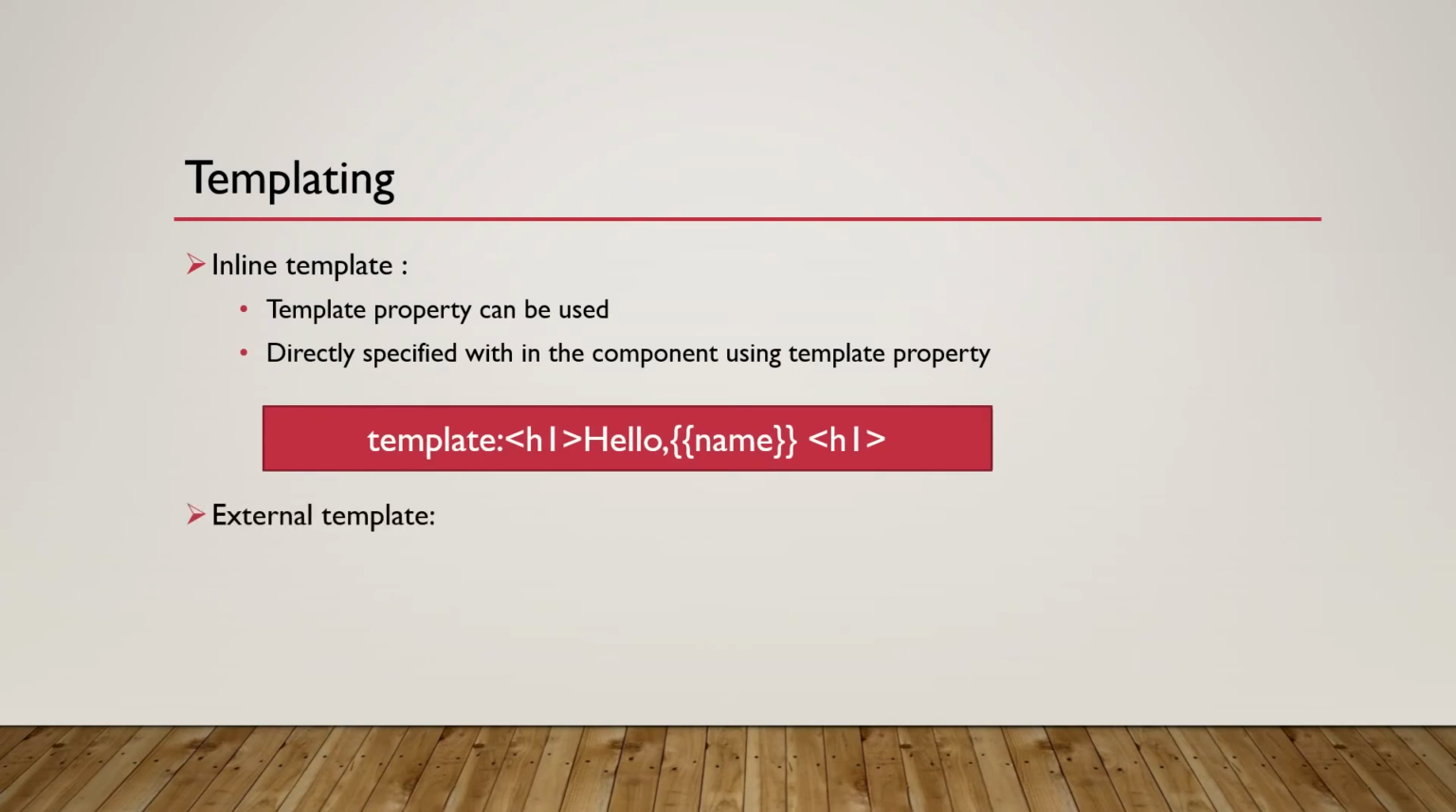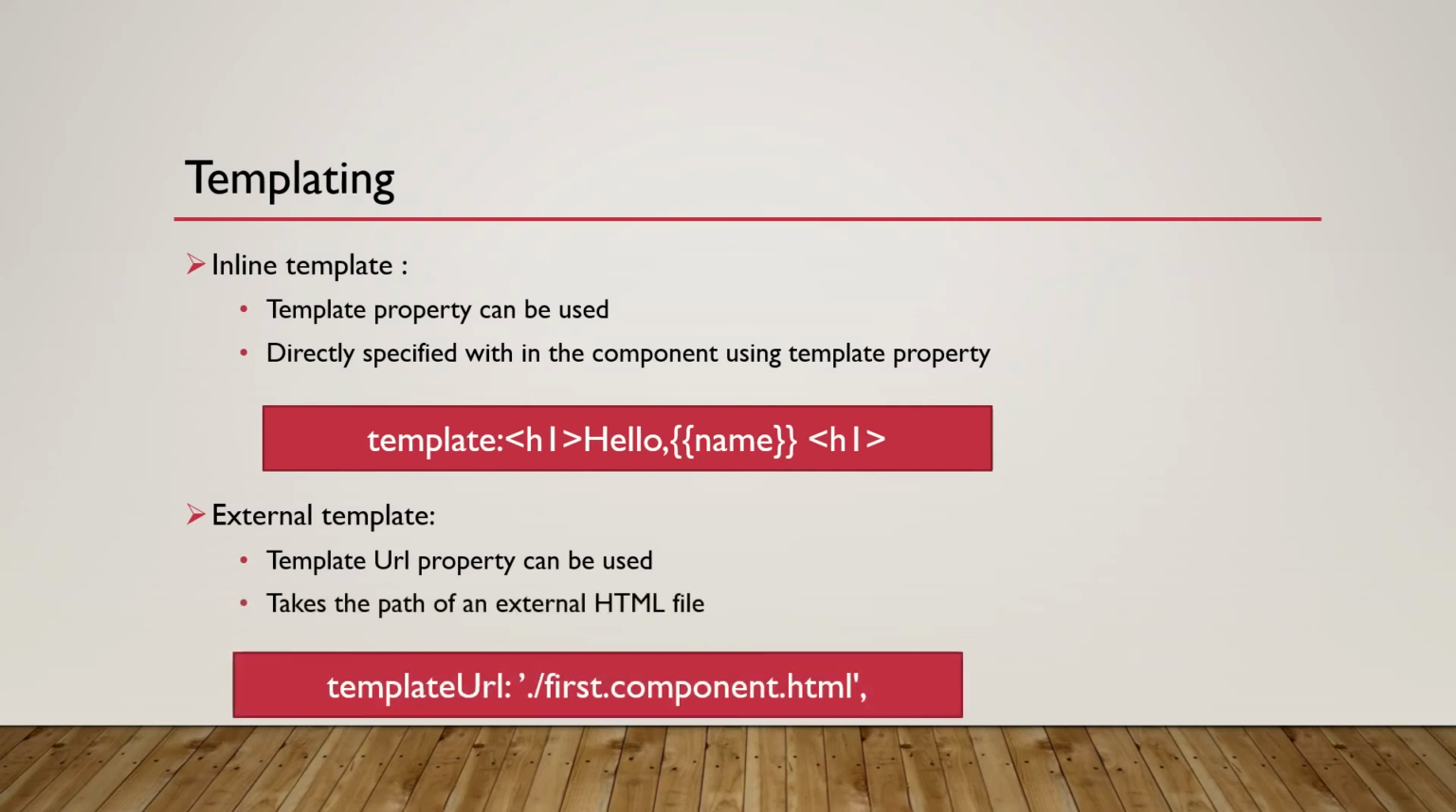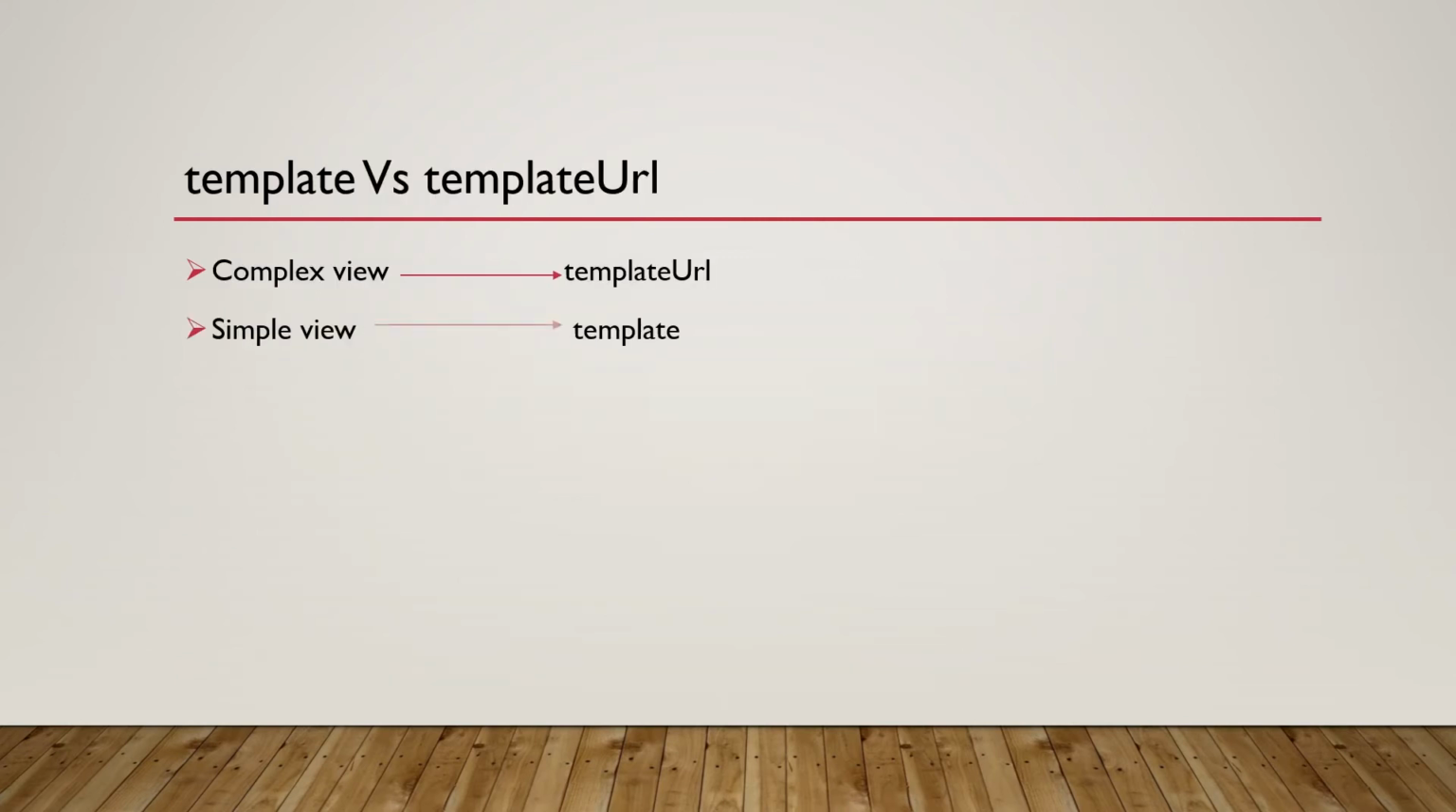What is an external template? The templateUrl property can be used for external templating. It takes the path of an external HTML file. Here is an example of how to give a templateUrl to achieve external templating. According to Angular, when we have a complex view, that is, a view with more than 3 lines, we will go with the templateUrl. Otherwise, we use the template property of the component decorator.